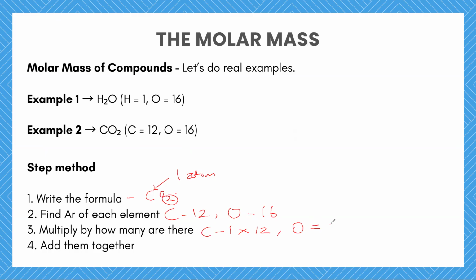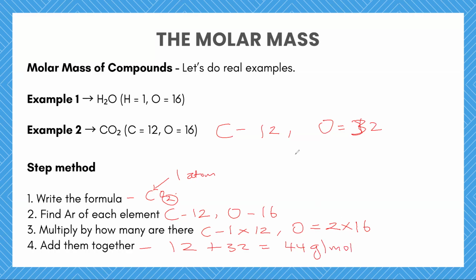So it becomes two atoms of oxygen multiplied by the relative atomic mass of oxygen, which is 16. So for carbon, we have 1 times 12, which is 12. And for oxygen, we have 2 times 16, which is 32. And the fourth step would be to add everything together. So we have 12 plus 32, which is equal to 44 grams per mole. This is the molar mass of carbon dioxide.